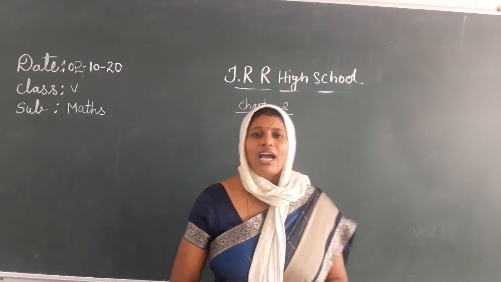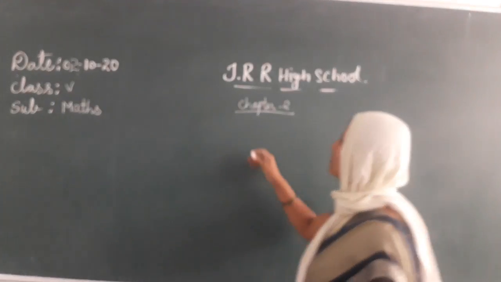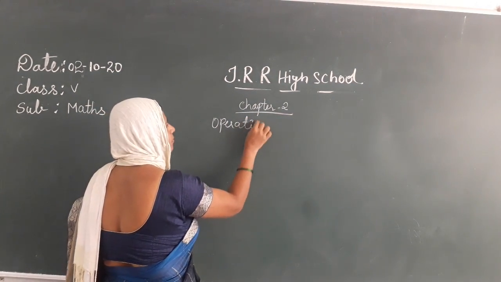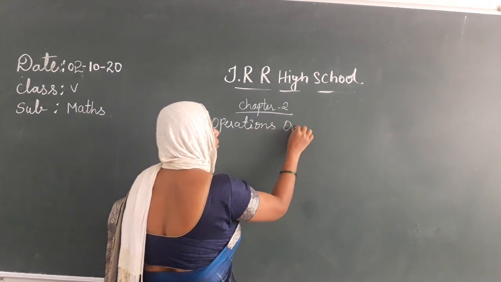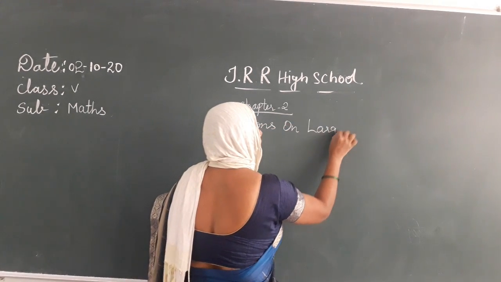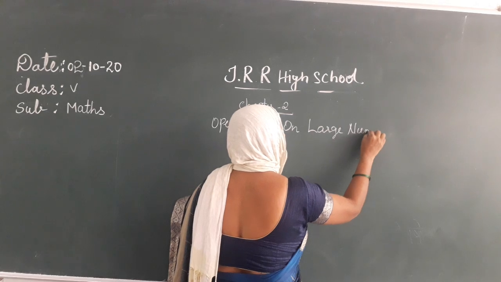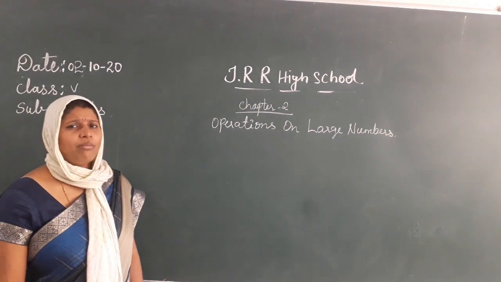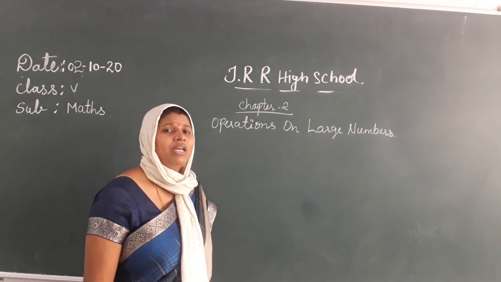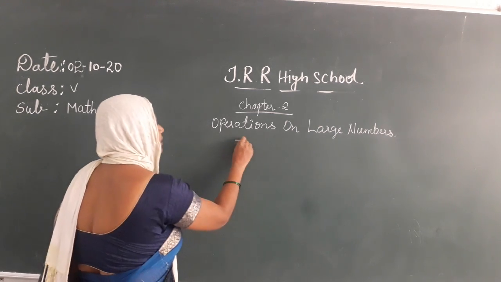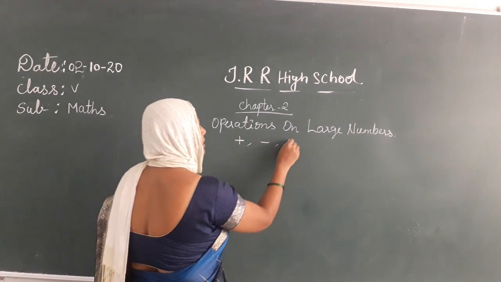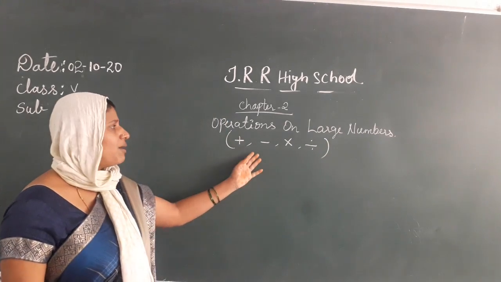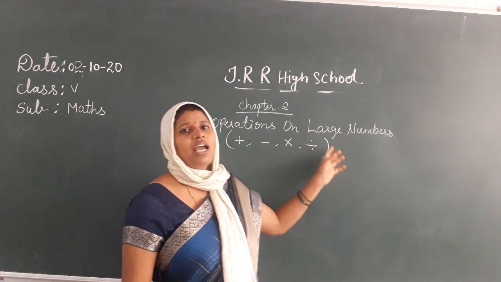And we'll start our new chapter, chapter 2, operations on large numbers. What are these operations? We have four arithmetic operations: plus, minus, into, division. That is addition, subtraction, multiplication and division.